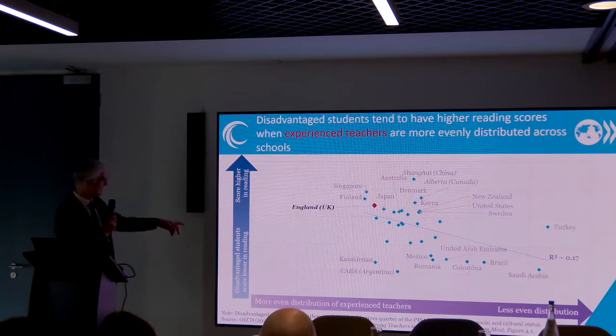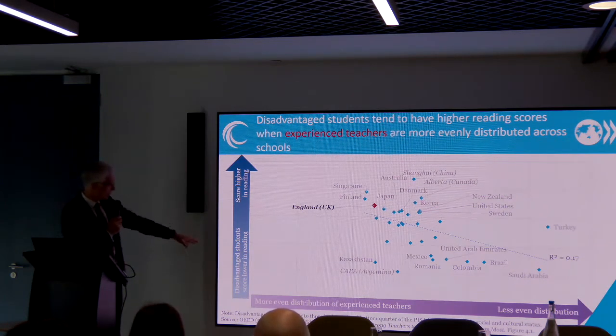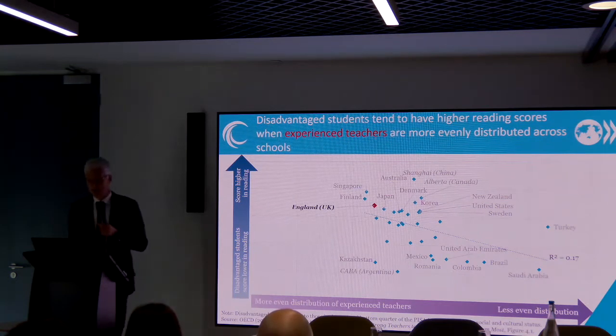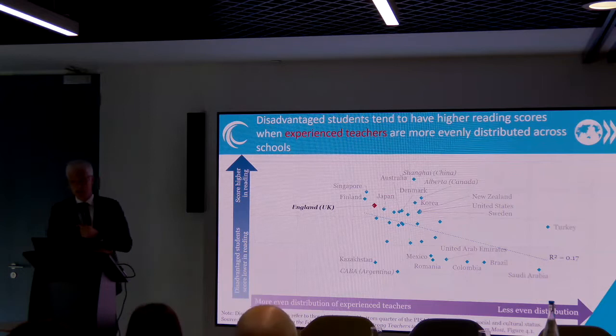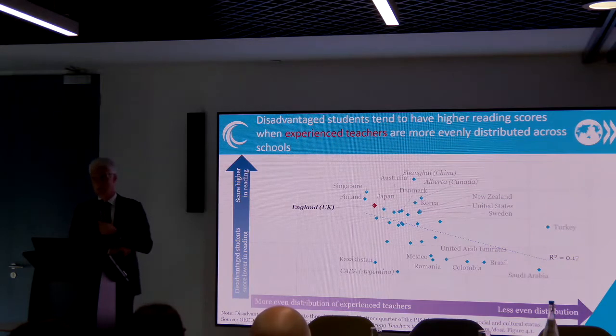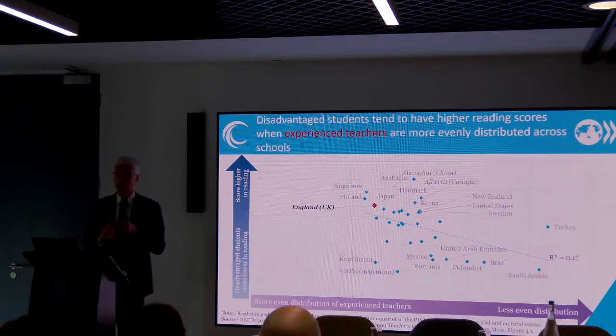Basically, when you are up here, disadvantaged students score higher in learning, so you want to be up. Disadvantaged students score lower in learning when you're down. And then here you can see on the left side a more even distribution of experienced teachers, and on the right side less even. You can see across countries those things do correlate. So disadvantaged students tend to do better academically when experienced teachers are more evenly distributed across schools. So the cross-country correlation confirms that education systems that do a better job in distributing their teachers more evenly tend to have fewer low performers, in a nutshell.